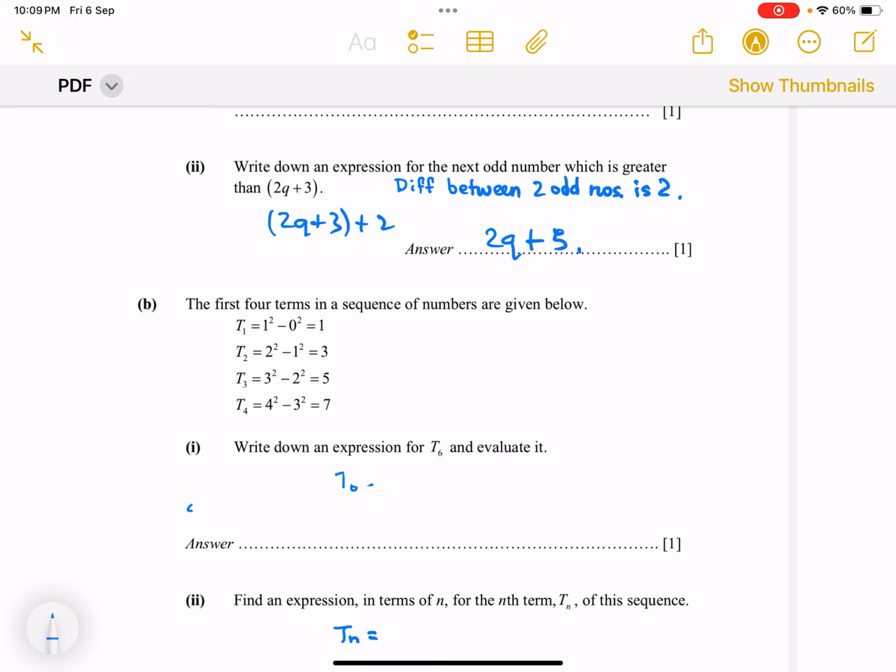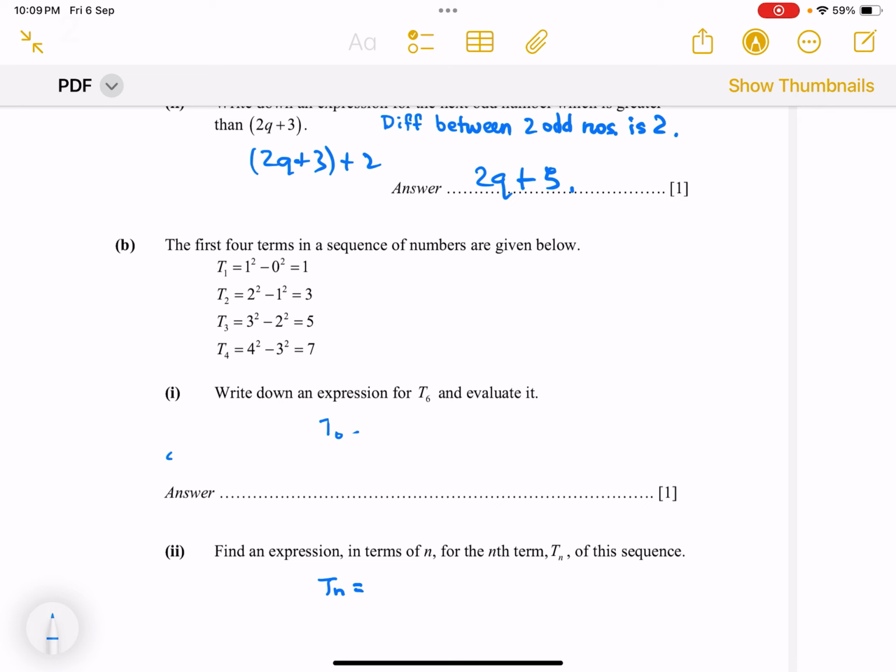Now we have a sum on the sequence, and we need to look at the pattern. And here we want T6, and when it's 4, this will be 4. So when it's 6, it will be 6. And then this is 3, which is 1 less, so it's 5 squared. And if you were to take a look, we have 4 plus 3 is 7. So therefore, the answer here is 6 plus 5 is 11. And this is the expression for T6.